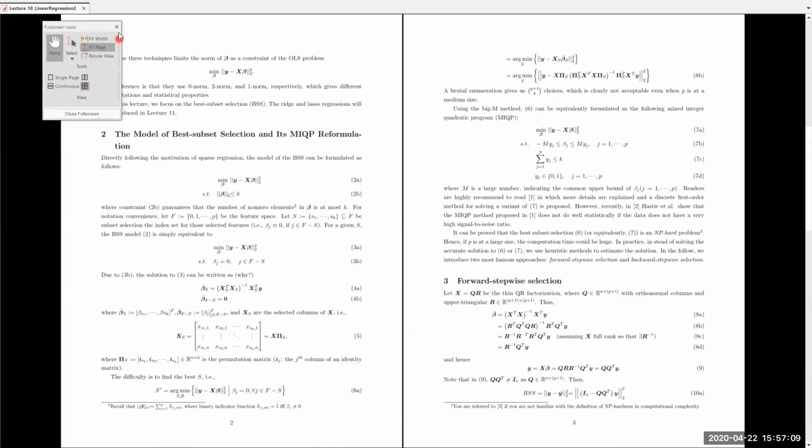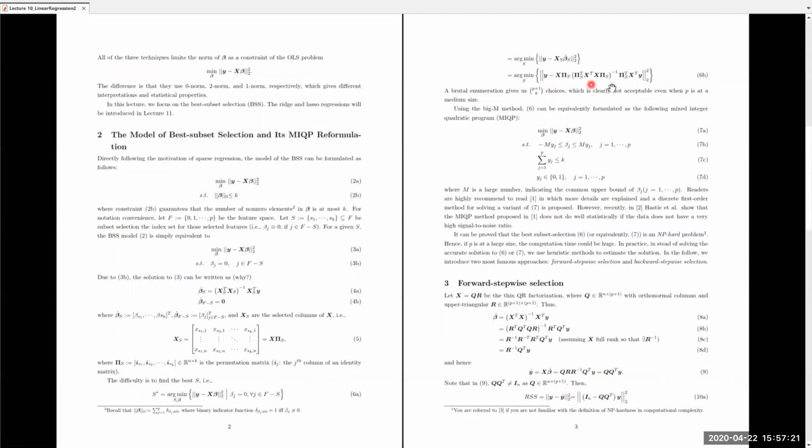Okay, so I'm actually solving this problem, and then if I substitute this notation inside, I'm gonna have this. See it? So in this case, I don't have the beta anymore. I just have the S. And clearly, this is a very difficult problem. If I use a brutal enumeration method, it's going to give me p plus 1 choose k. Why? Because I originally have p plus 1 columns, and I want to choose k of them. So I'm going to choose k out of p plus 1.